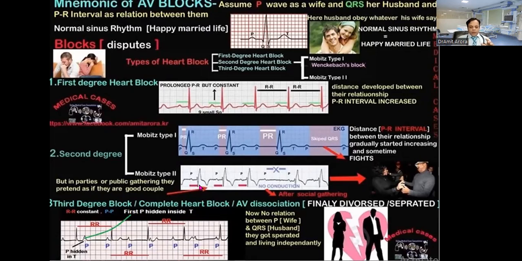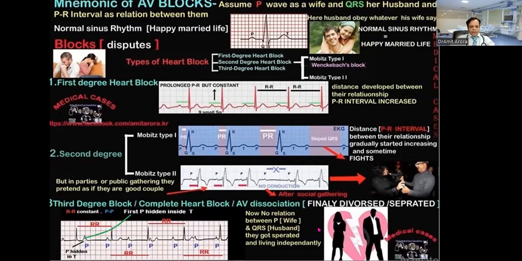But what happens in Mobitz type 2? Just assume when they go to a public gathering or party, they have to pretend that they are a good husband and wife. So here the PR interval will remain fixed. They will pretend in the party. Here you can see the figure. In type 2, they are just pretending they are a good husband and wife, and this PR interval is fixed. It is not prolonging. When they go to the public gathering, they are dancing and enjoying, and when they come back home, again there is a fight. So here you can see the missed beat.